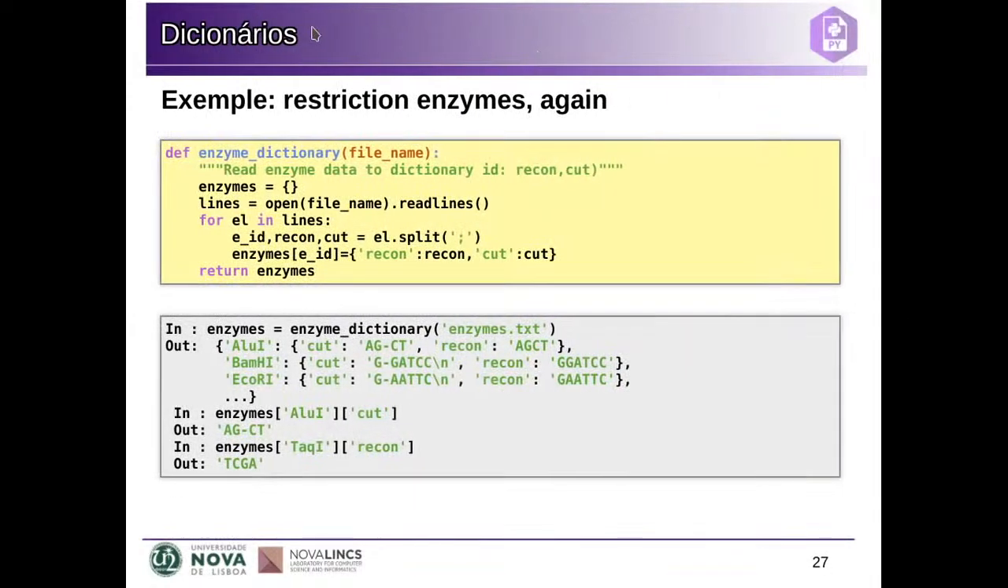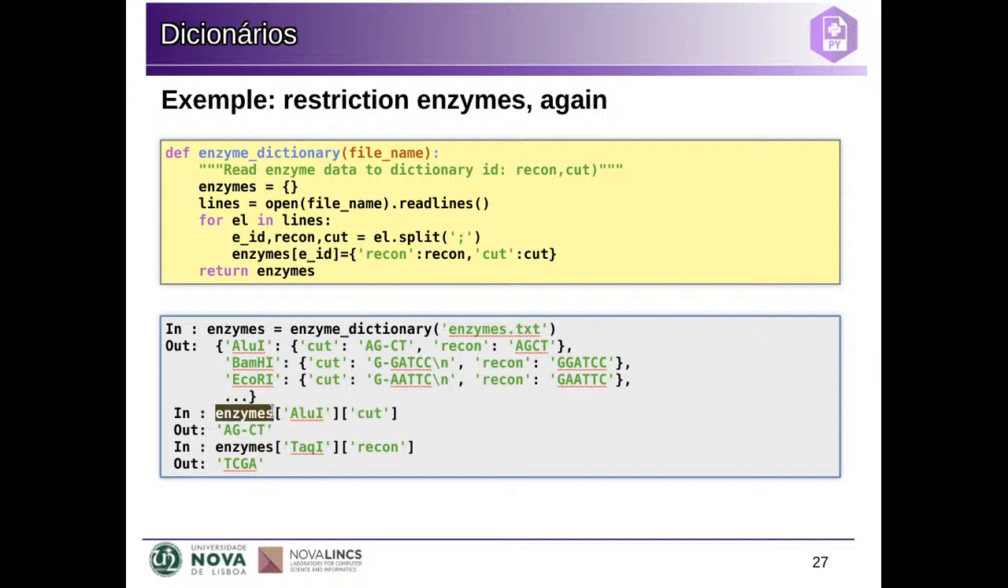So for example, for our restriction enzymes, we could create a dictionary for all the enzymes, and then for each identifier, which is one key in our dictionary, we would associate another dictionary with one entry with the key recon for the recognition site, and the other for the cutting point. So in this case, we could obtain this dictionary of enzymes that has for each identifier another dictionary with the data that we want.